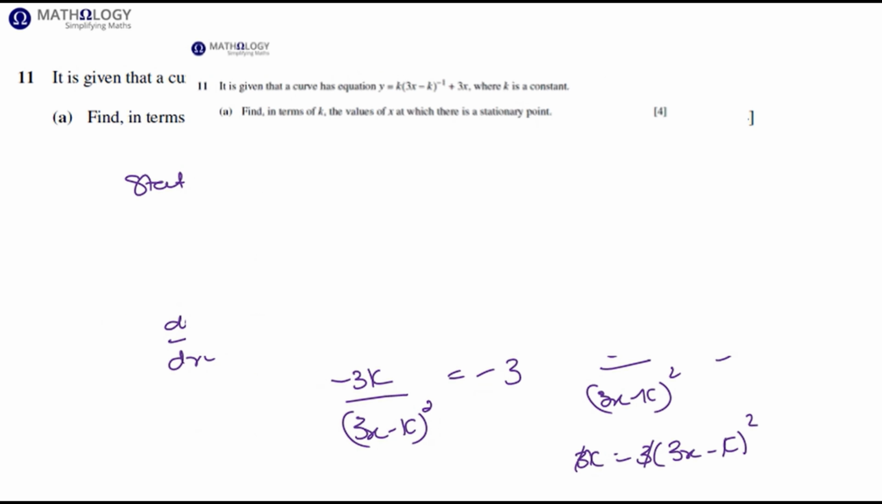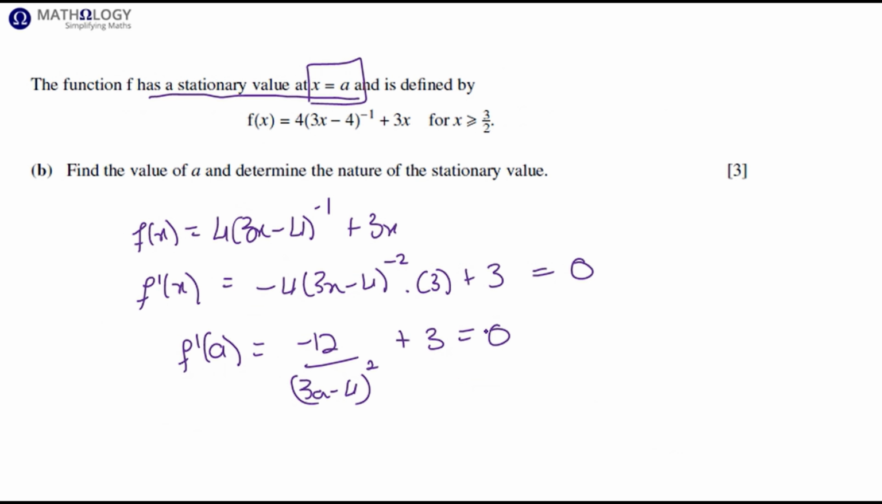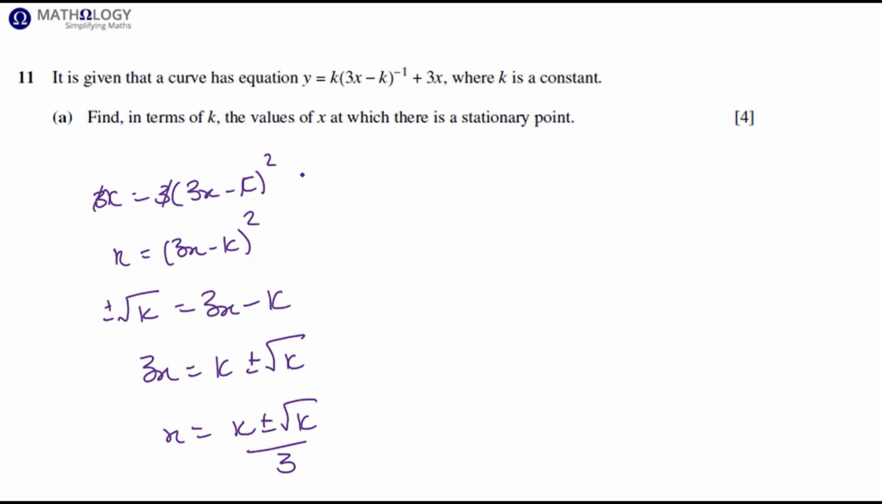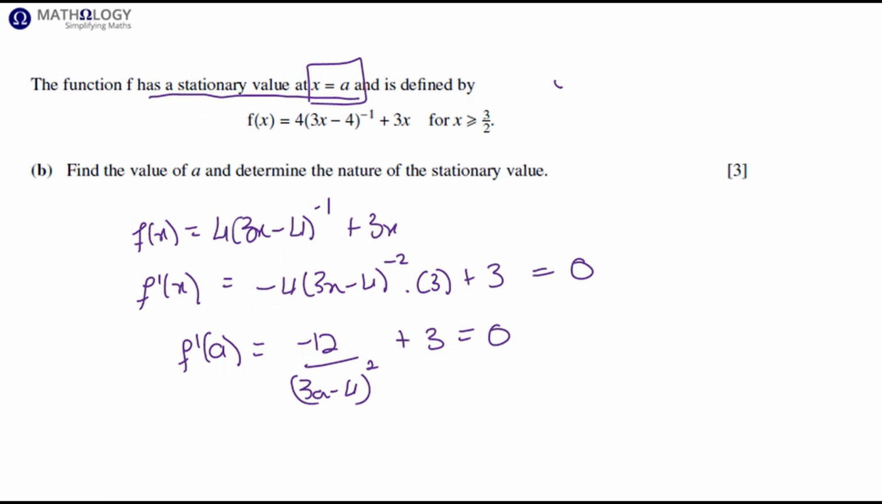Now, in this case, instead of going through and solving this equation again, we just need to see what the similarity is between the two. So we had y equals k times (3x minus k) to the minus 1 plus 3x. Our function is 4 times (3x minus 4) to the minus 1 plus 3x. So clearly, comparing these two, k equals 4.